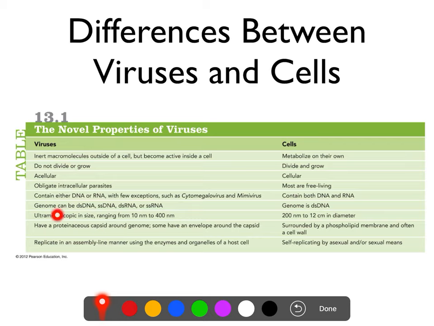Viruses are typically much smaller than cells. Viruses range in size from 10 nanometers to 400 nanometers. That's pretty much smaller than you can see with a light microscope. We call that ultramicroscopic because a normal light microscope actually can't see them. They're too small. It requires what's called an electron microscope to be able to see them. The smallest cells are like 200 nanometers, which is pretty close to the size of the largest viruses. And cells can get up to 12 centimeters in diameter, which is quite large.